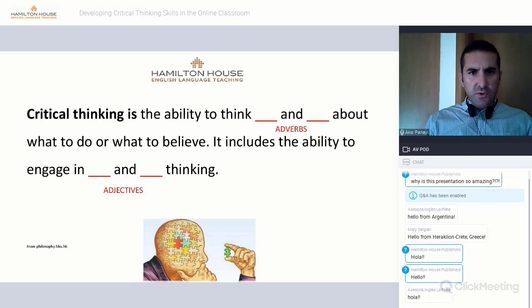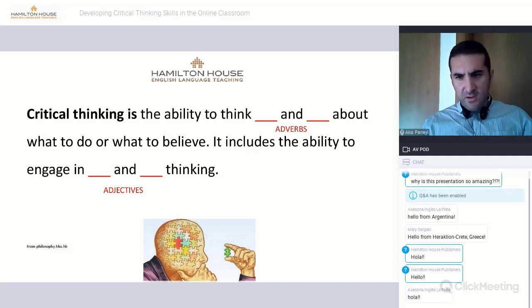Right, the first thing we will do is this. Your participation is required, if you like, in this section. We will look at what critical thinking is, and there are 4 gaps over there, and I would like you to think of 2 adverbs and 2 adjectives that go in those gaps. Critical thinking is the ability to think gap and gap.